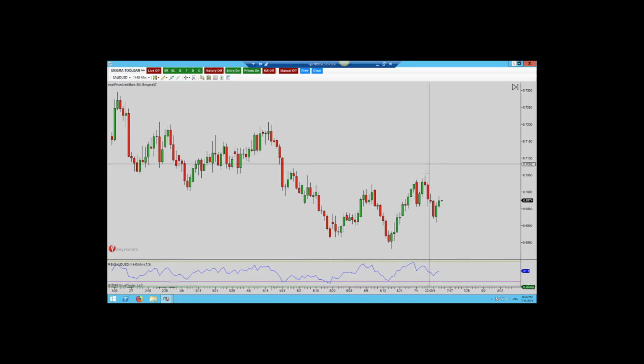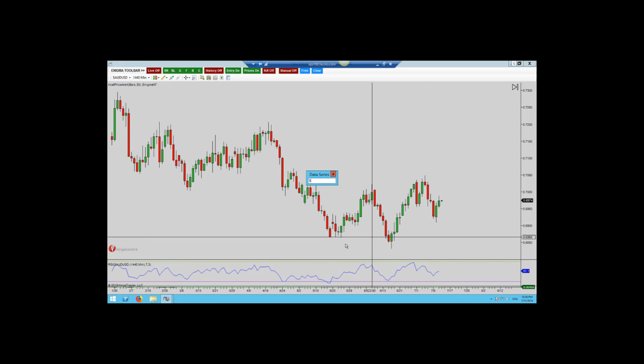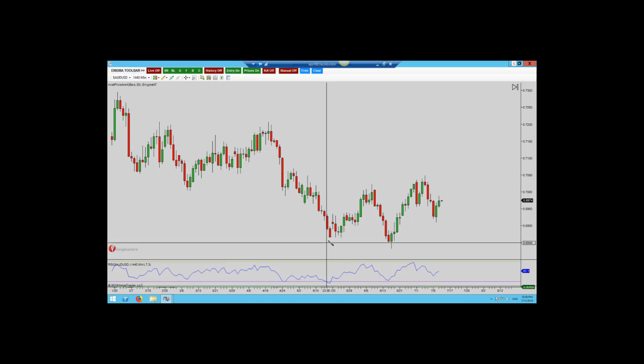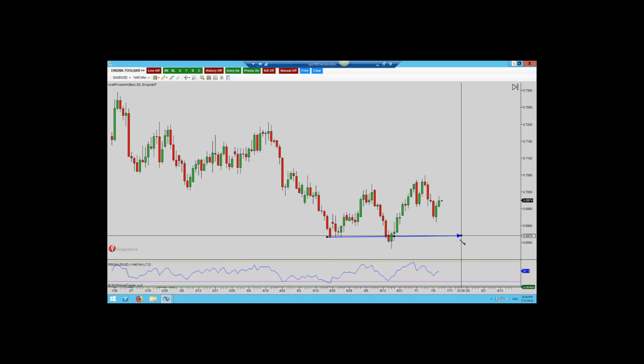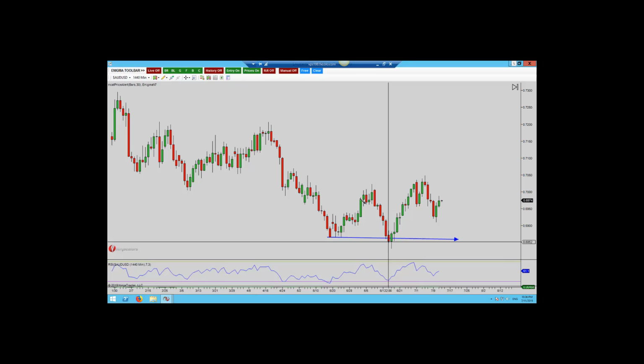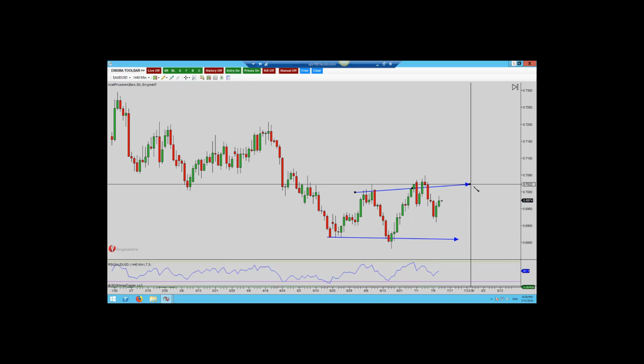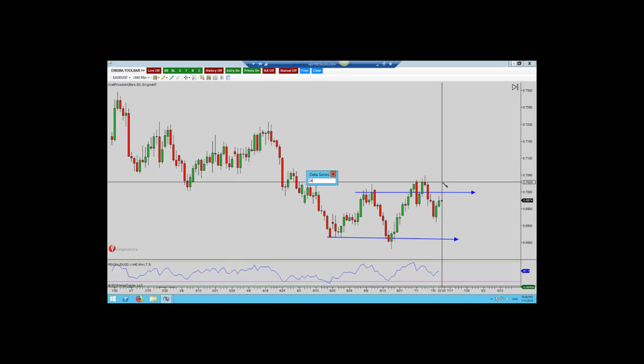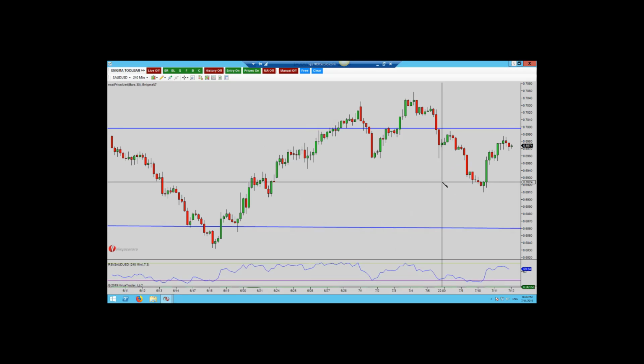We're sandwiched between 2 structure levels. What we had first of all is a break to the downside, as you can see here, and then up here we actually had a break to the upside. So no real direction, just consolidation for me.